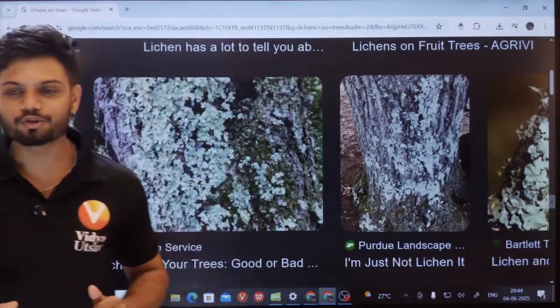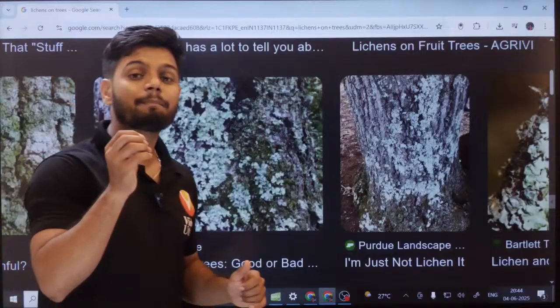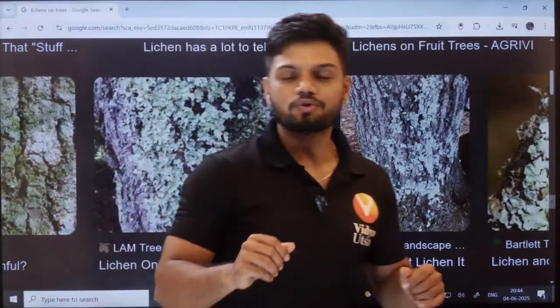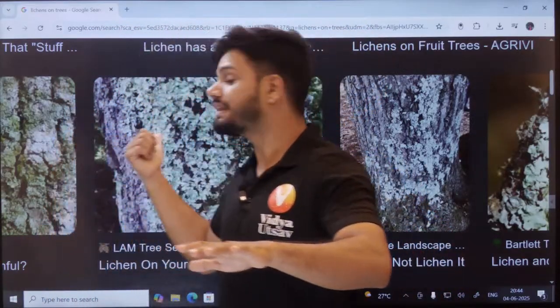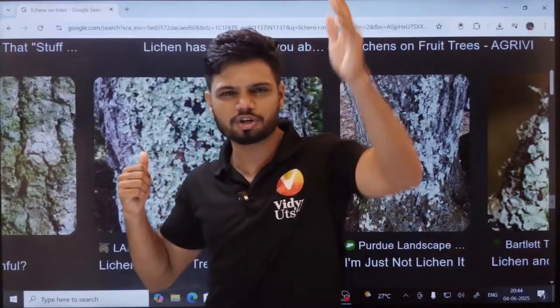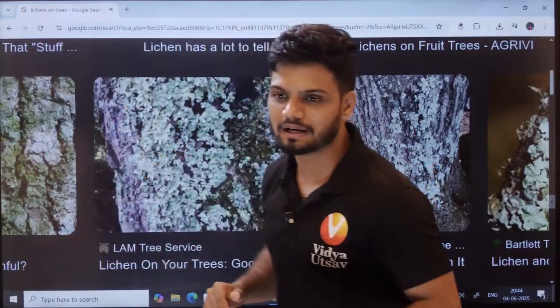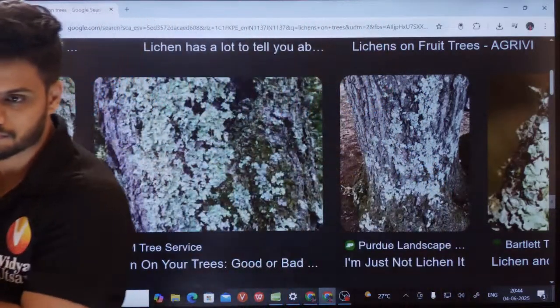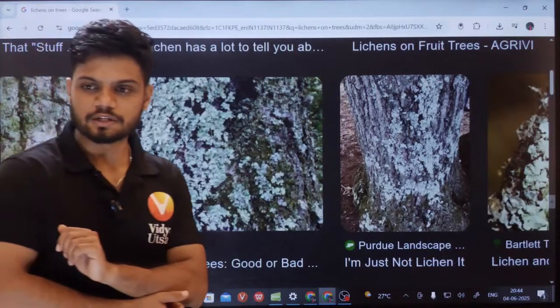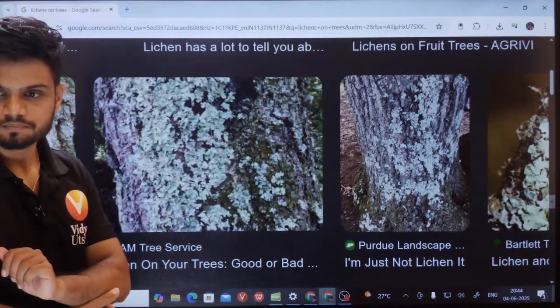Friends, they are also called as what? They are also called as pollution indicators. Okay. So if there is very less pollution, you can find lichens on the trees. High pollution, they will disappear. Okay. They will disappear, students. Okay. Clear, students? Clear all of you?